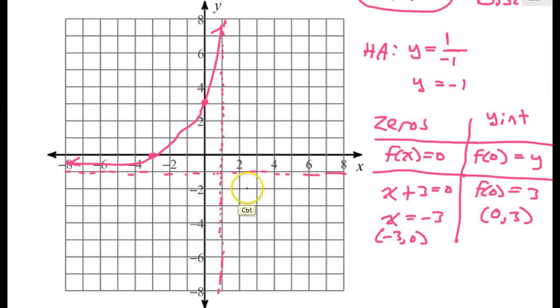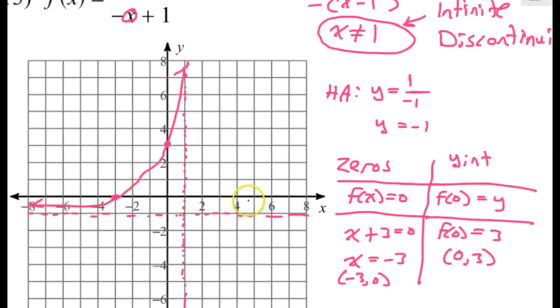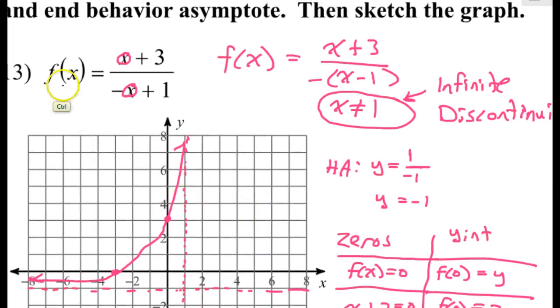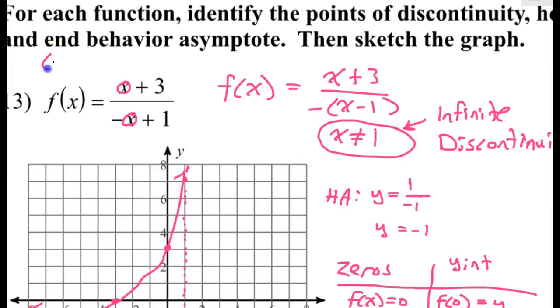So I need another point, at least one point over here to help me draw the graph. So let's see what's happening at an x value of 2. I'm just going to substitute that point. Let's find the point 2 comma what? What do we get?